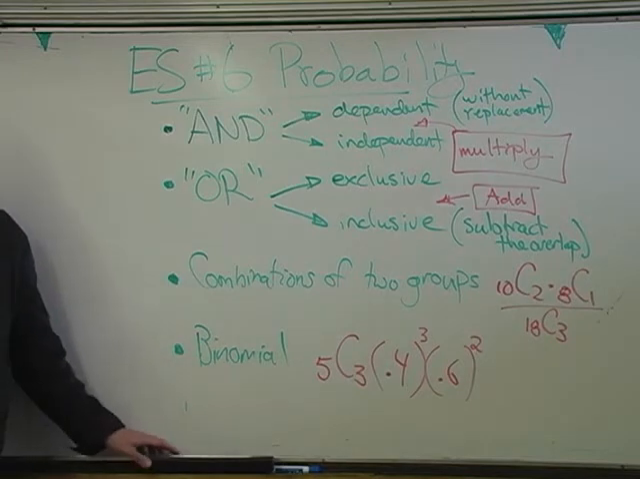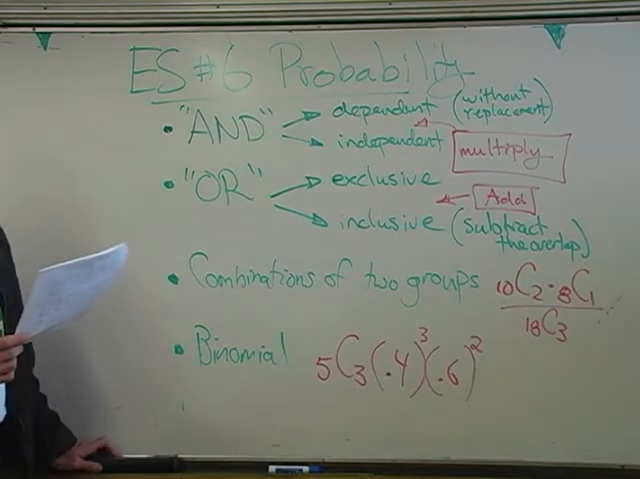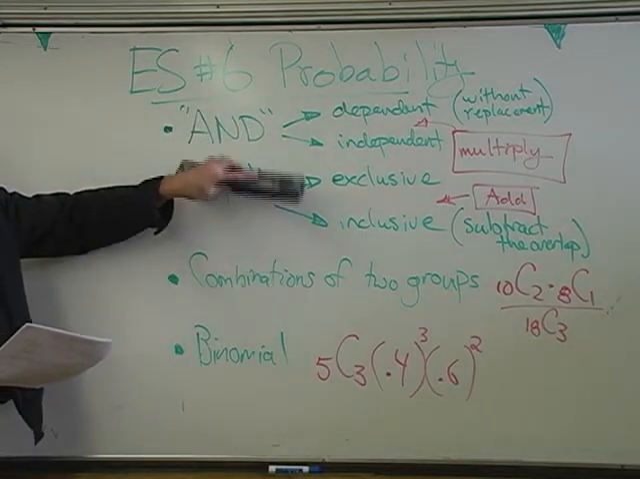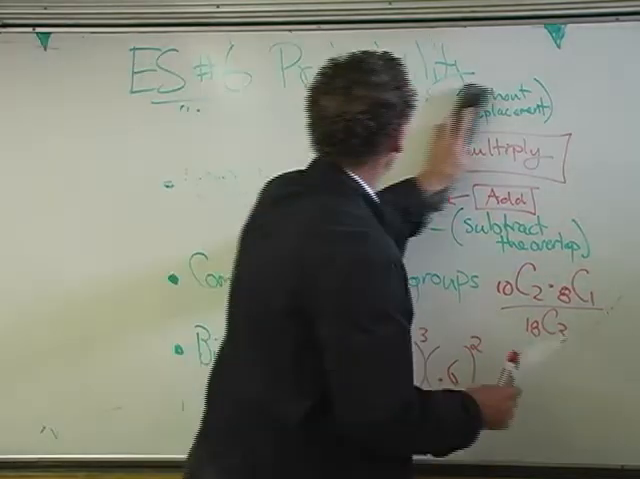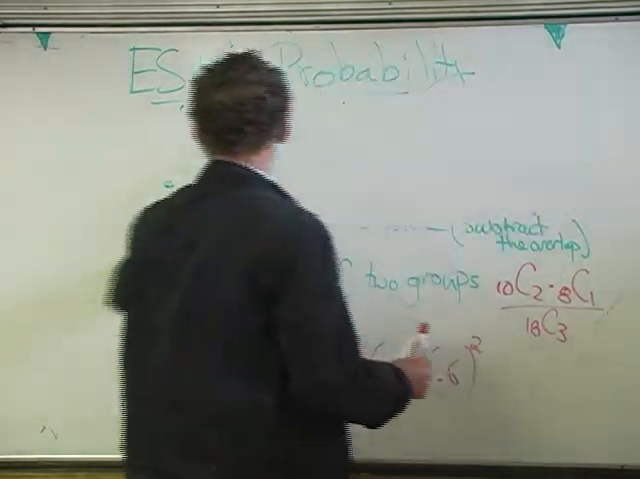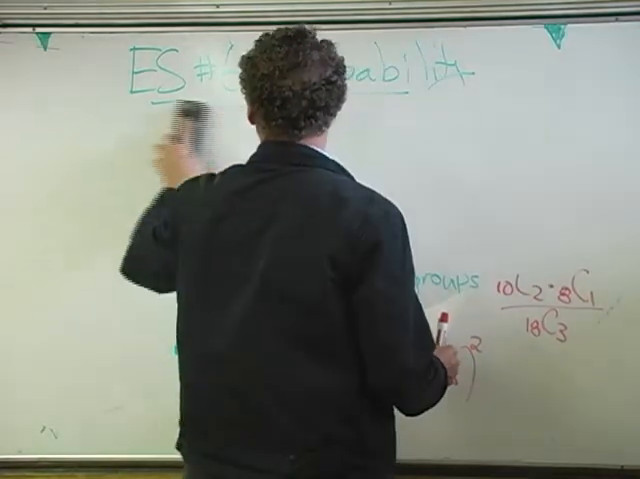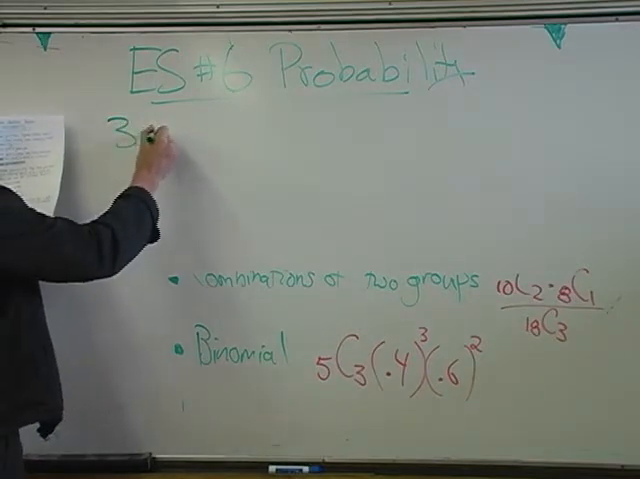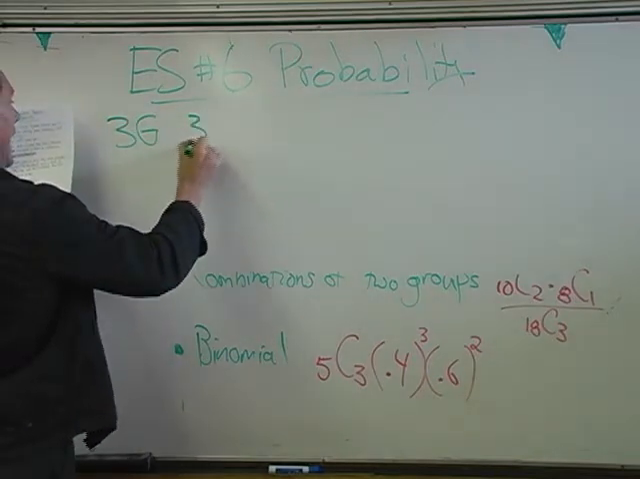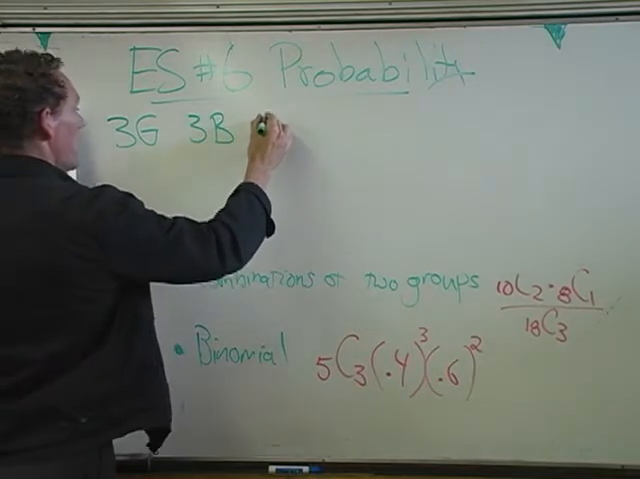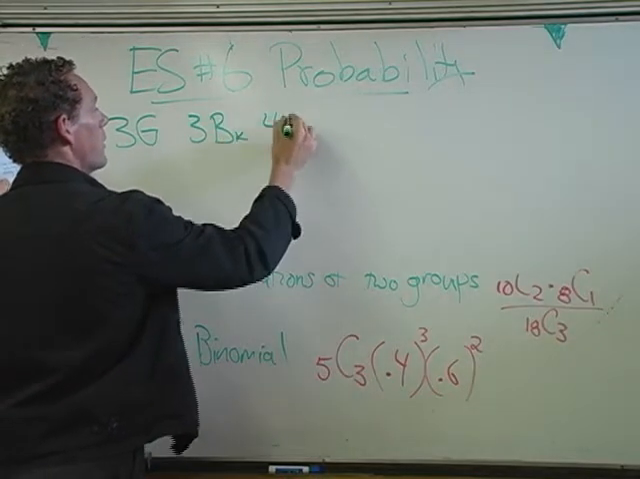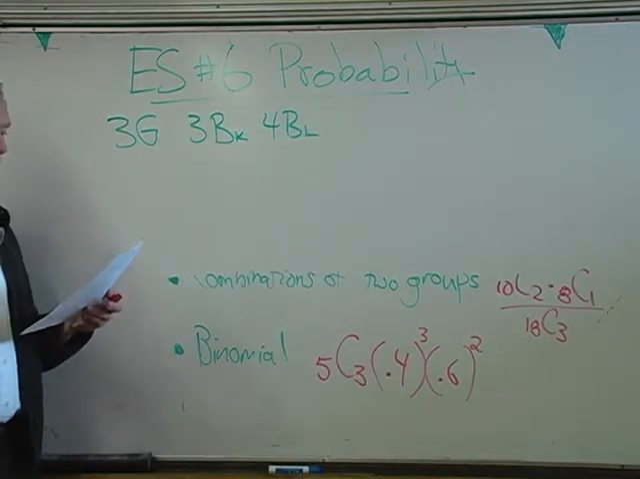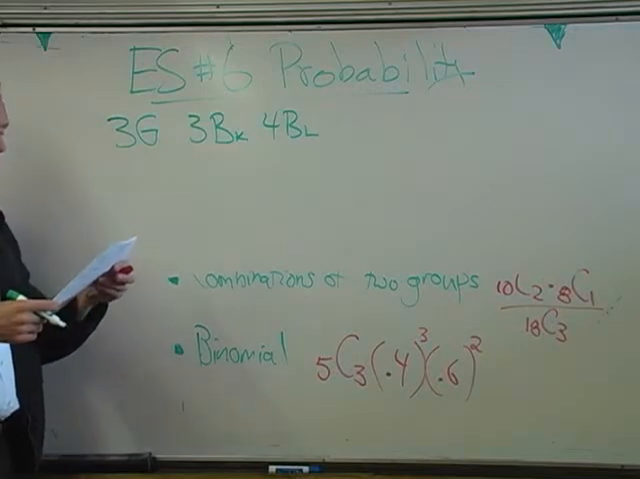In a drawer, you have 3 green, 3 black, and 4 blue pens. Does everyone copy this? Yeah. All right, so example number 1. In a drawer, we have 3 green, 3 black, and 4 blue pens. When picking pens randomly, what is the probability that A, you pick a green pen?